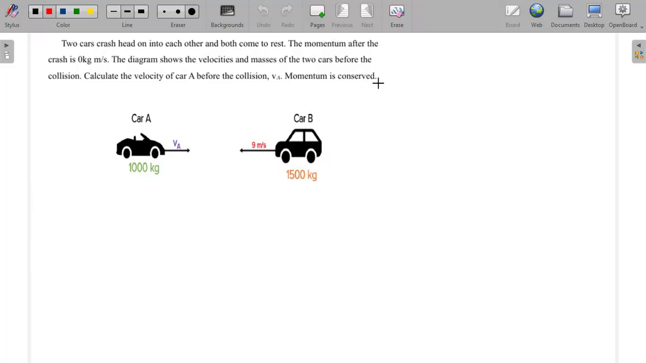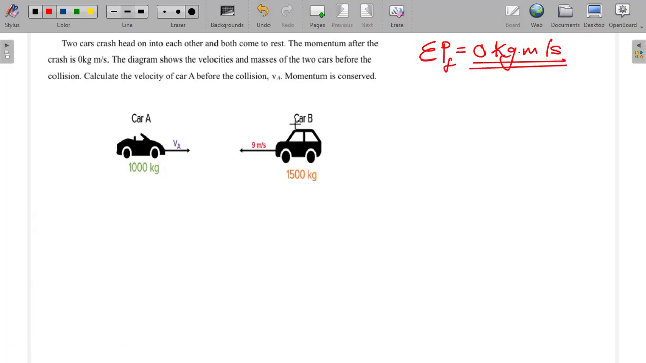Okay, so this is a question about linear momentum and collision. The keywords we're supposed to get from here is that after the collision, these two cars immediately come to a stop. If the two cars are coming to a stop, that means the magnitude of the final momentum is equal to 0 kg m/s. This is what they've already highlighted here in the question.